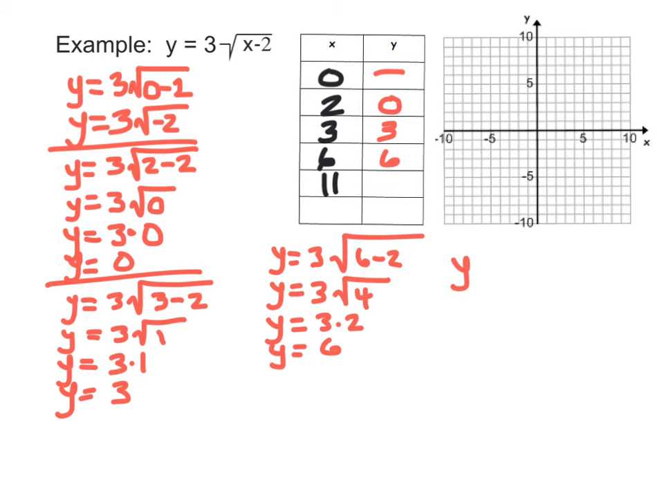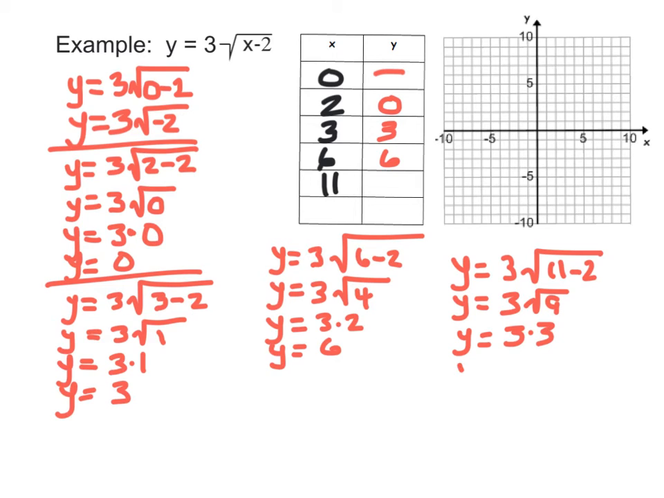Our last one, we're going to put 11 in for x. 11 minus 2 is 9, so we have the square root of 9. And we have 3 times the square root of 9, which is 3. And 3 times 3 is 9.